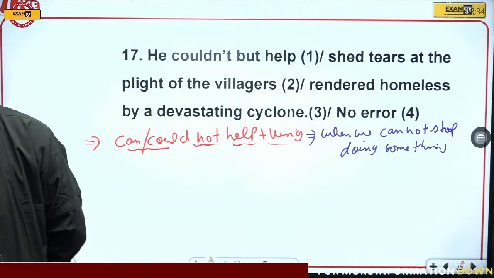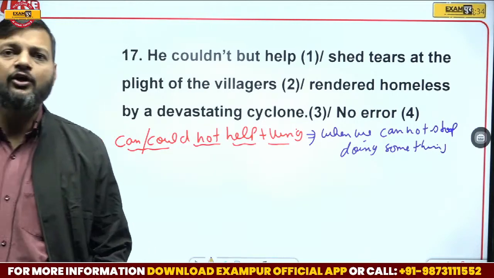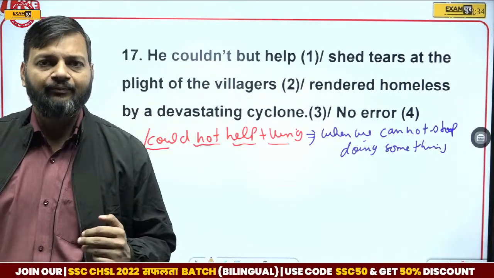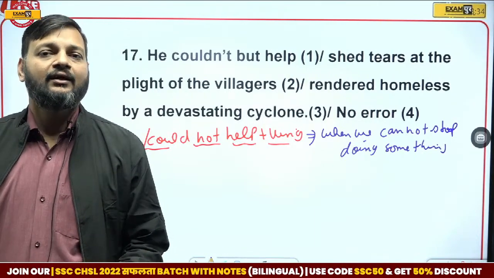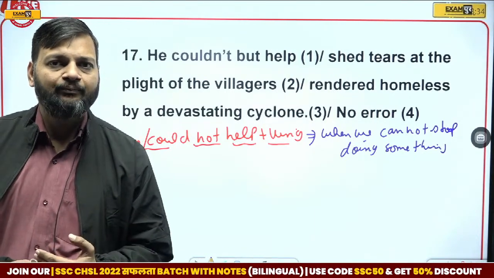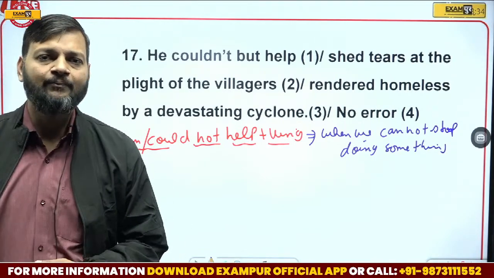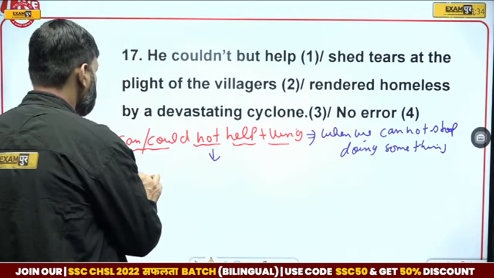For example, if I say I could not help laughing, it means that I could not stop laughing. Okay, I laughed. And this structure can also be used without ing.